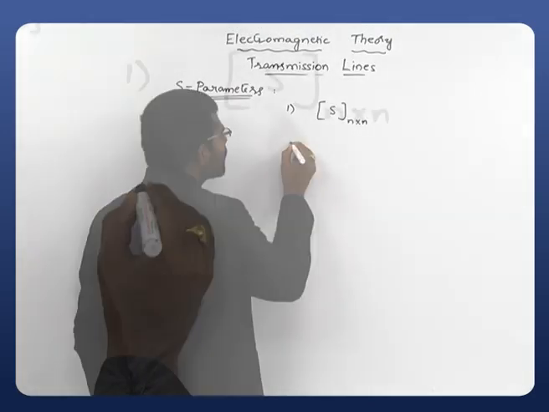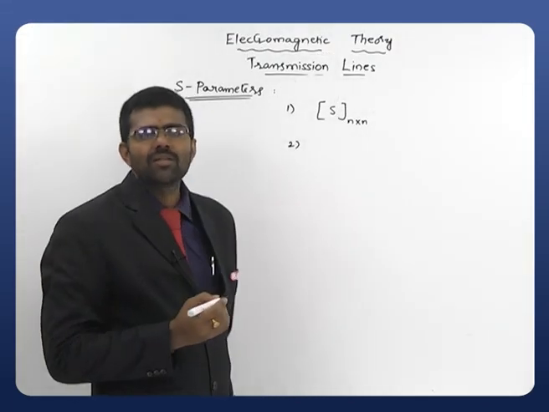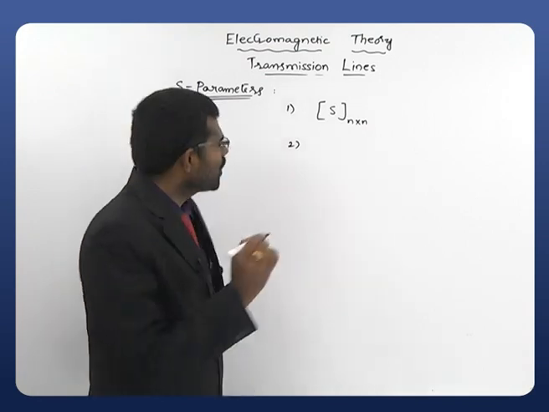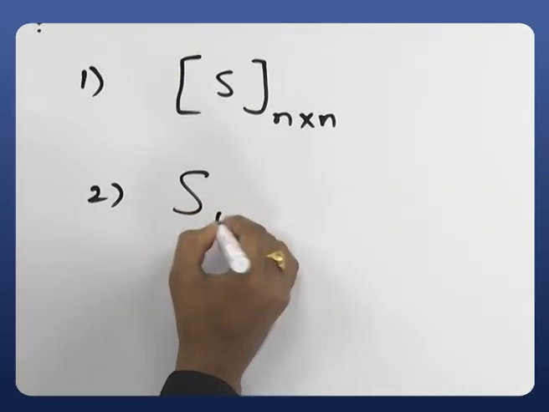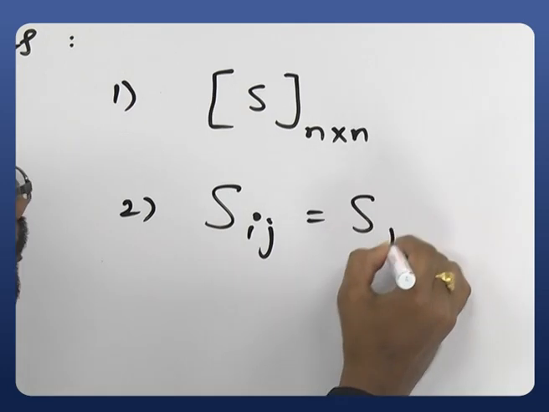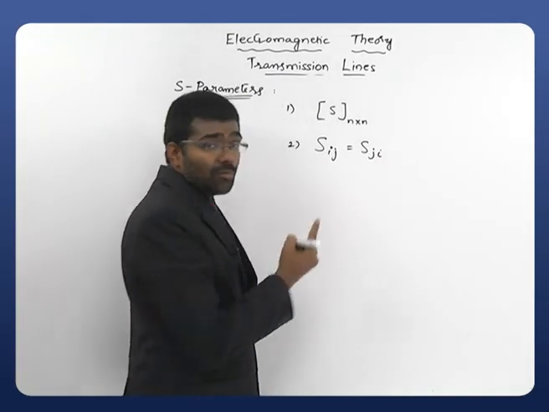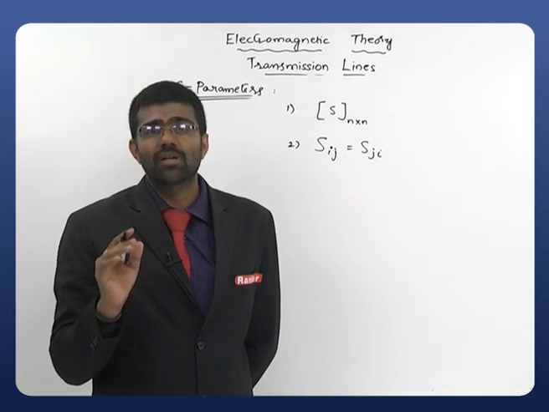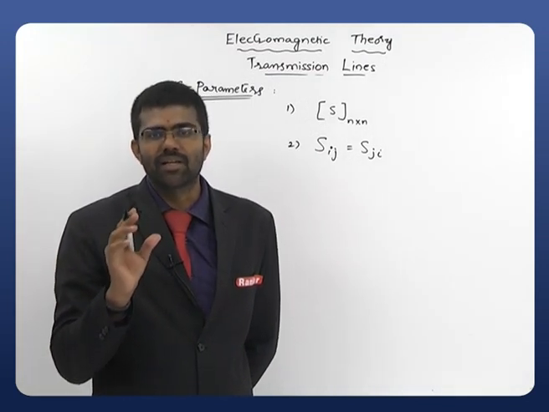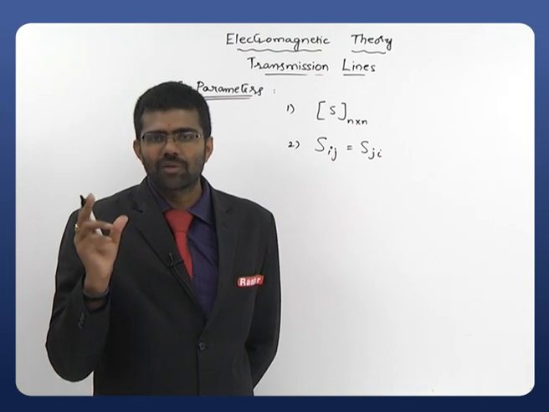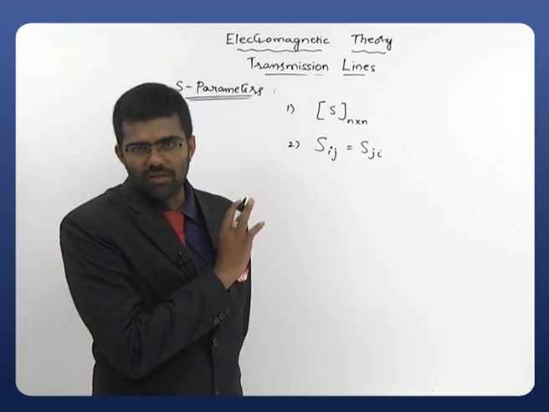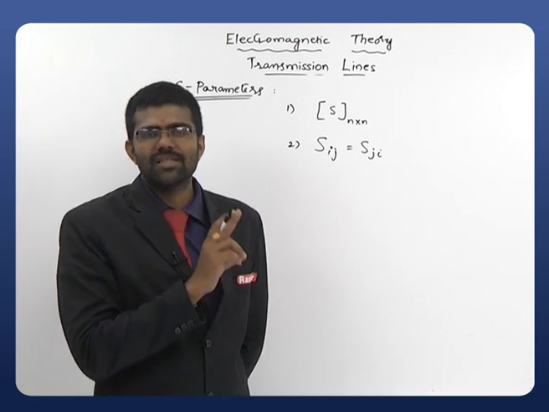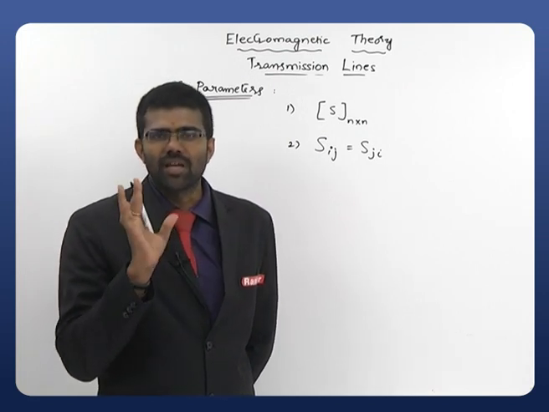And for a reciprocal junction or a reciprocal device, it is always a symmetric matrix. Symmetric matrix means Sij is equal to Sji. Clearly remember that this is only for a reciprocal device. If it is a non-reciprocal device like a circulator, isolator, or gyrator, all these being microwave devices, then this property is not applicable. Right? Whenever the junction is a reciprocal junction, then it is a symmetric matrix, Sij is equal to Sji.